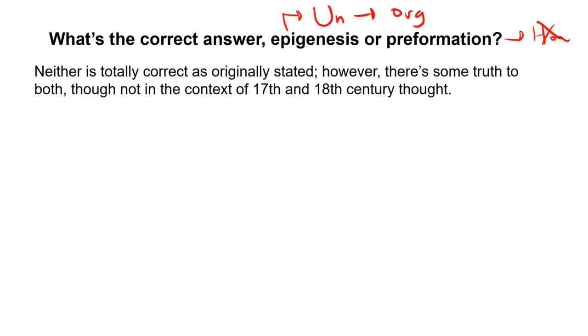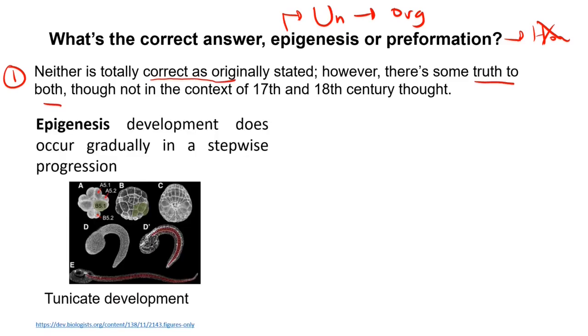As I said, neither is totally correct. So both have some degree of truth, and let me show you an example. For example, with epigenesis, definitely we see a gradual process. And this is an example of the development of an invertebrate. Here you can see that from cells that look like an embryo, that form a sphere, you end up with a completely different organism.